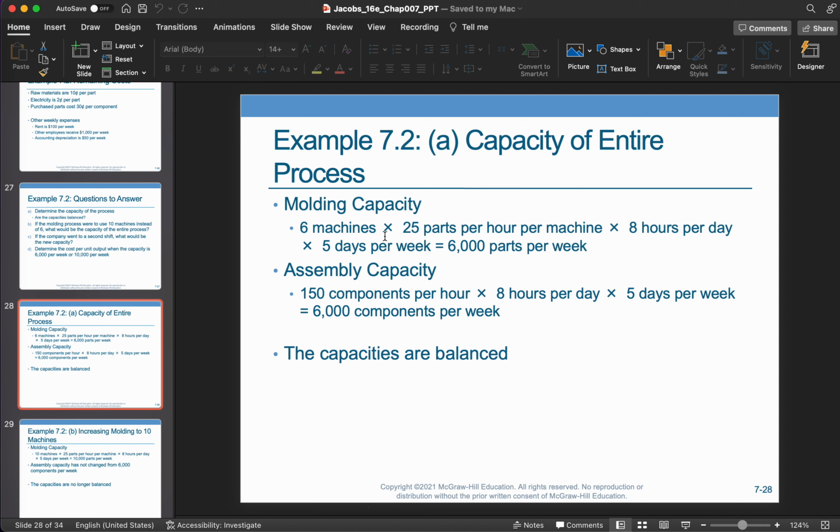So the molding process has a capacity of 6,000, and the assembly process has a capacity of 6,000. So the capacities are balanced exactly, right? They're exactly equal to each other. So in perfect balance, you'll buy 6,000 parts from outside and then you just assemble them all together, right? We'll come back to costs later.